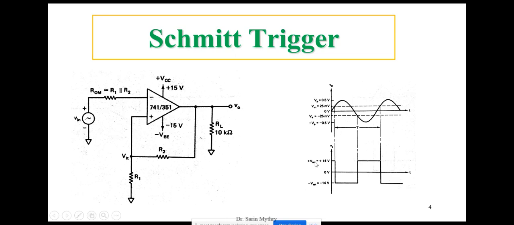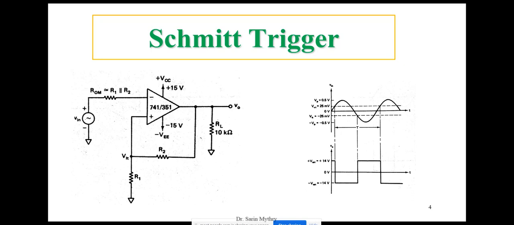If Vout is positive Vsat, I can say that the voltage across R1 is VUT. Whenever the Vout is equal to negative Vsat, I can say the voltage across this R1 is VLT. So that is how this switching takes place between the input and output. So this is regarding the Schmitt trigger, how the Schmitt trigger is going to work. Now let us enter into the calculation part.